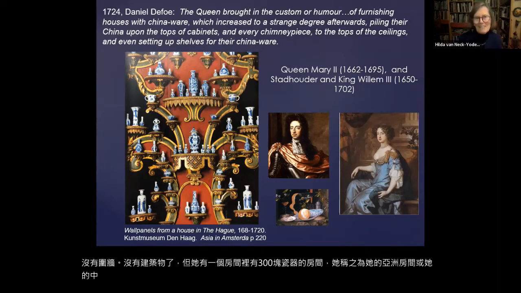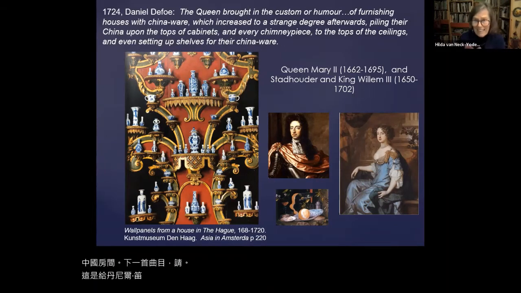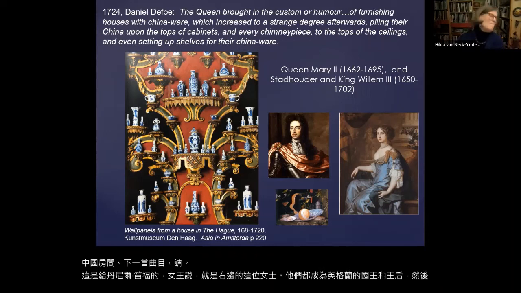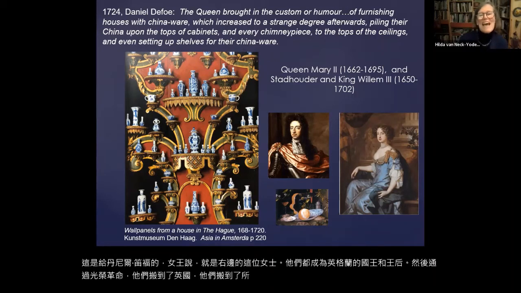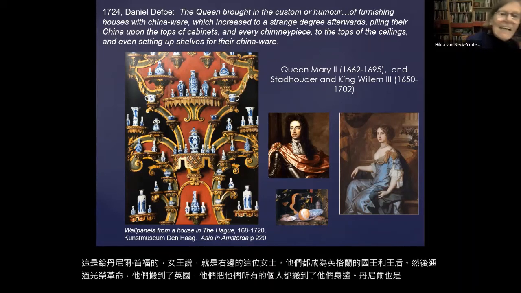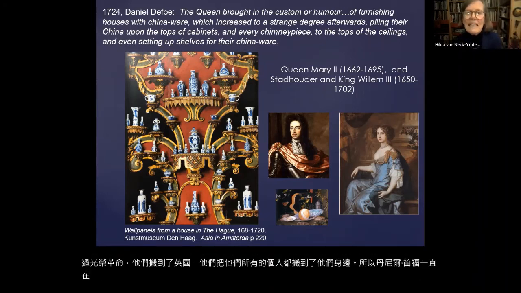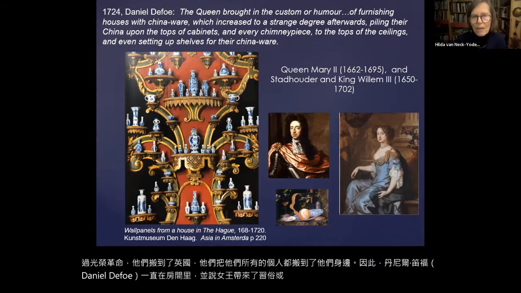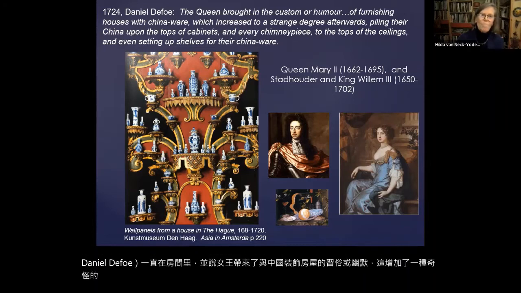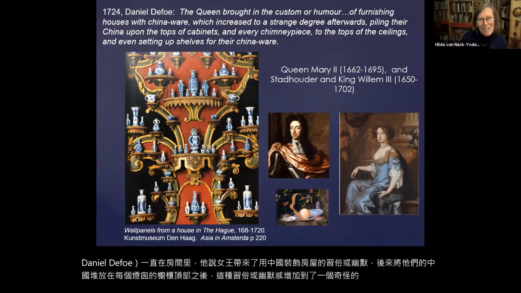And this is what Daniel Defoe said. The queen, this lady on the right, they both became king and queen of England through the Glorious Revolution. And they moved to England and they moved all their porcelain with them. Daniel Defoe has been inside the rooms and says, the queen brought in the custom or humor of furnishing houses with chinaware, which increased to a strange degree afterwards, piling their china upon the tops of cabinets and every chimney piece to the tops of the ceilings, and even setting up shelves for their chinaware.